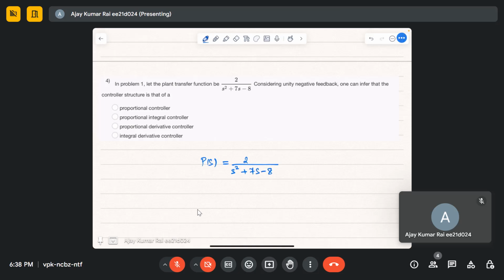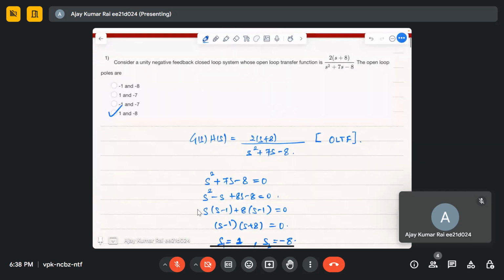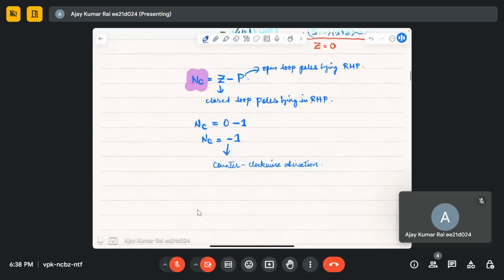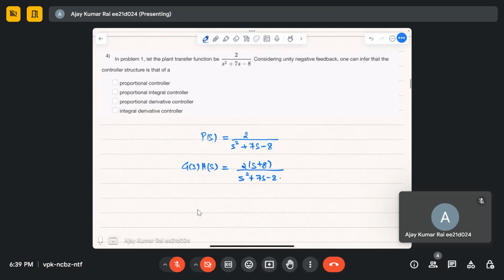So in question 1, what was given? If you go to question 1, the open loop transfer function was given. Let me write this again. This is G(s)H(s). It's a unity feedback, so H(s) will be equal to 1. So this was the open loop transfer function, s plus 8 in the numerator. And this is the plant transfer function that's given in this question. And you have to find out what is the controller structure.